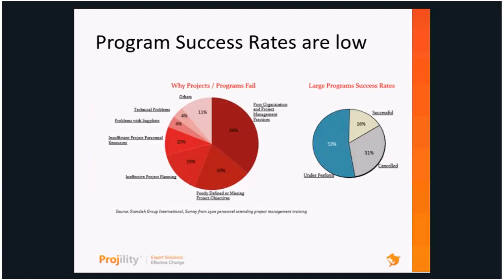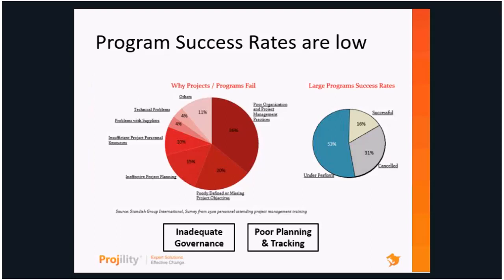So this should map to all the things we mentioned before. Things that need to be successful in a program need to be successful within the unique projects within that program. So when we start to think about it, inadequate governance and poor planning and tracking are really the two key drivers behind program success. If we can impact those, we can drive those success rates up in our organization.